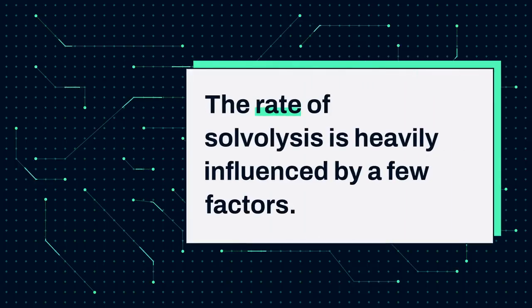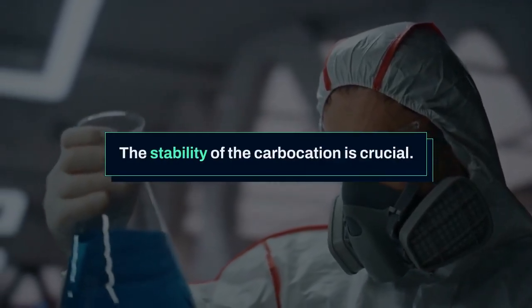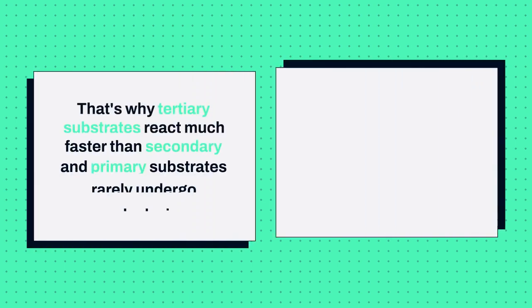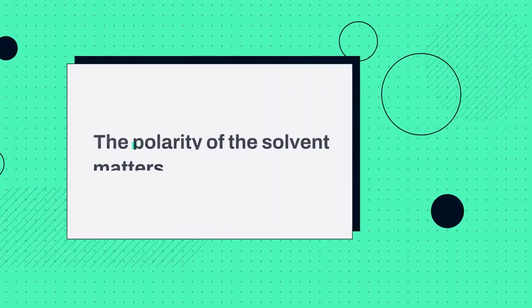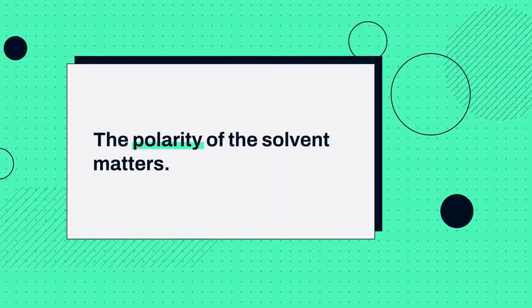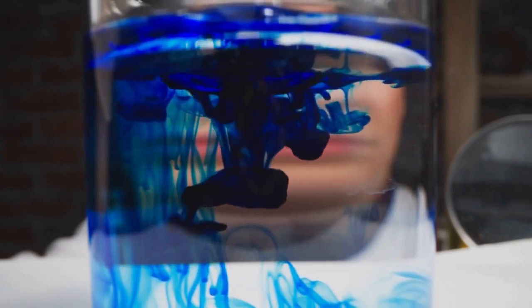The rate of solvolysis is heavily influenced by a few factors. First, the stability of the carbocation is crucial. That's why tertiary substrates react much faster than secondary, and primary substrates rarely undergo solvolysis. Second, the solvent's polarity matters. Polar protic solvents like water and ethanol are excellent because they can stabilize both the leaving group anion and the carbocation intermediate.